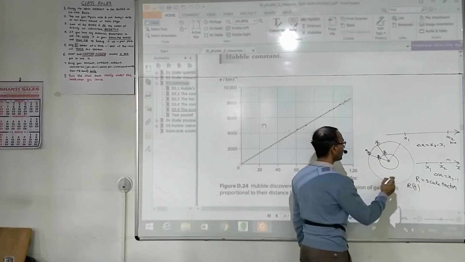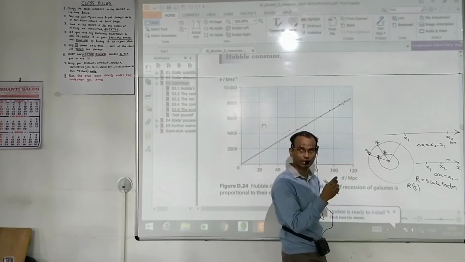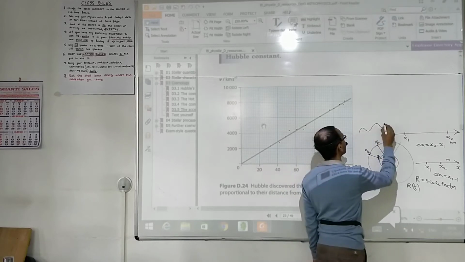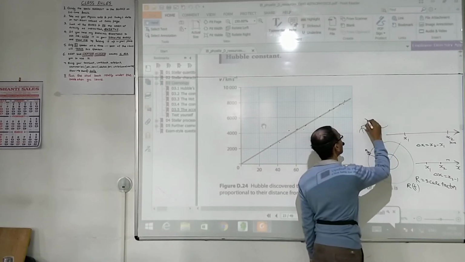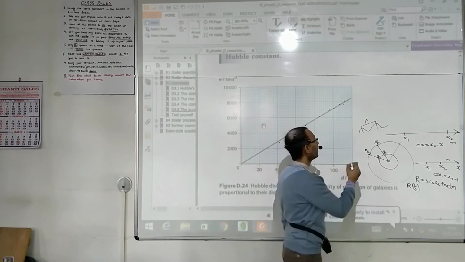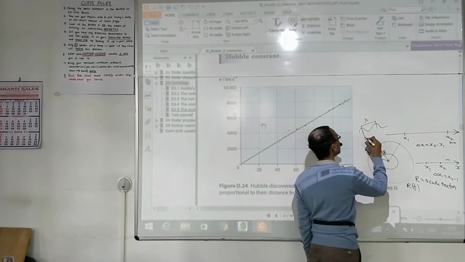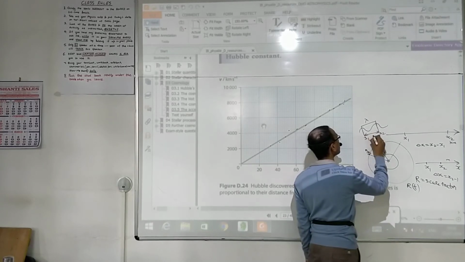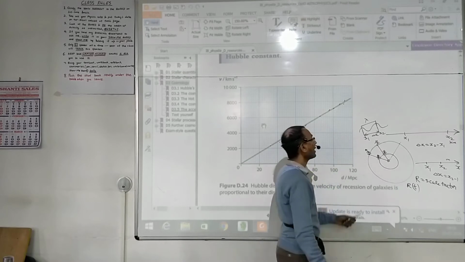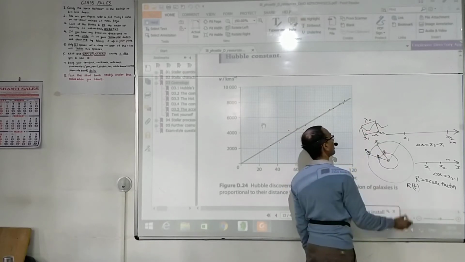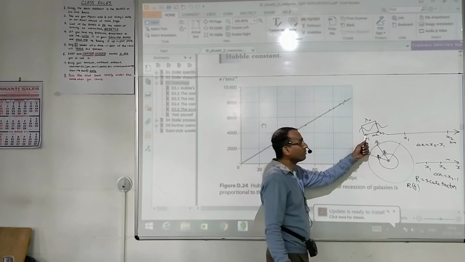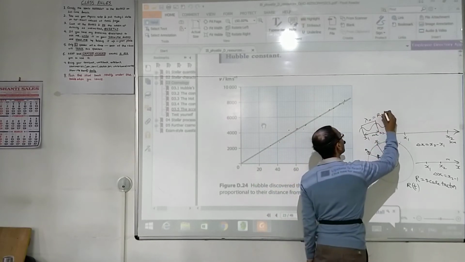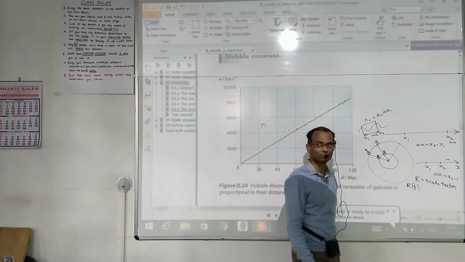Now let us say initially, long back, when the light wave was emitted, suppose this was the wave. The distance between two crests is called the wavelength, right? So let us say this crest was at x1, this crest was at x2. The difference in coordinates was delta x. But the actual wavelength, which we call lambda naught, will depend on the scale factor at that time. So let us say lambda naught was r naught delta x.